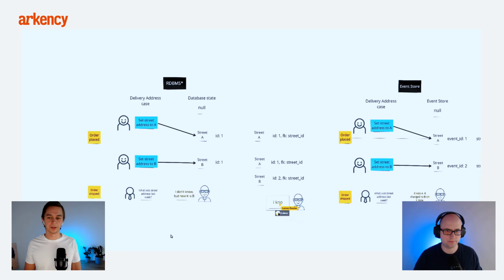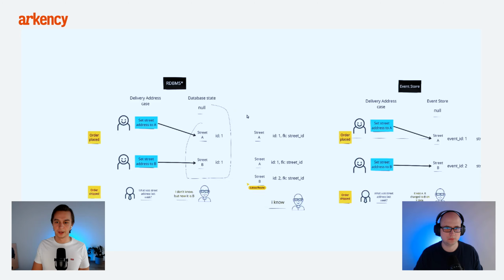Yeah. So there's one problem with that approach. Now we have two sources of truth, right? Because if at some point those two tables diverge, then we don't know which one is the truth.